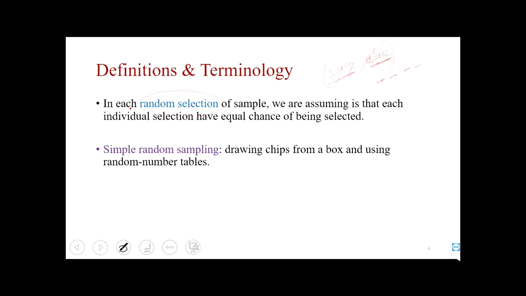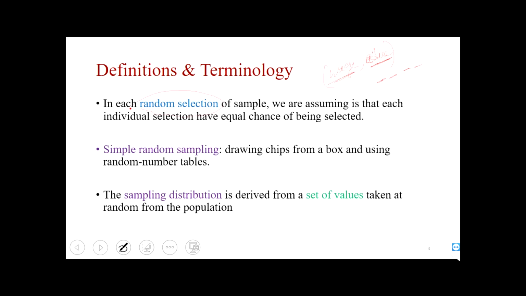And when we say simple random selection, this means that we are drawing chips from a box and using the random number tables. This is the same idea as the urn that I just mentioned to you. And the sampling distribution is derived from the set of values taken at random from the population. So we are interested in knowing the values of a certain random number, or like you have taken a certain set of balls, and you are trying to understand how many of them, percentage-wise, would be blue and how many of them would be red.